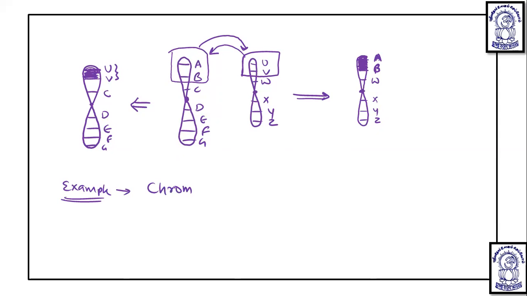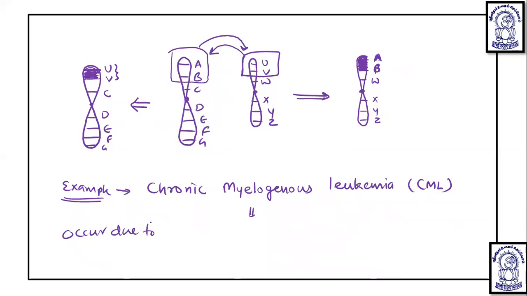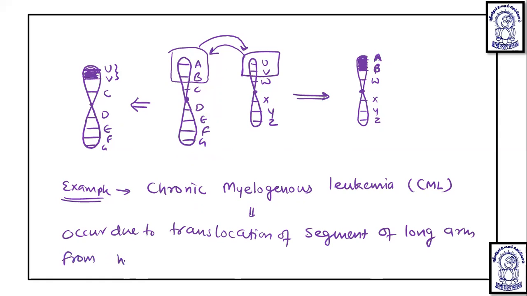Now, if we note down one example of translocation which causes cancer, you should remember one disorder: chronic myelogenous leukemia, that is CML. This CML occurs due to translocation of a segment of the long arm from chromosome 22 to chromosome 9.